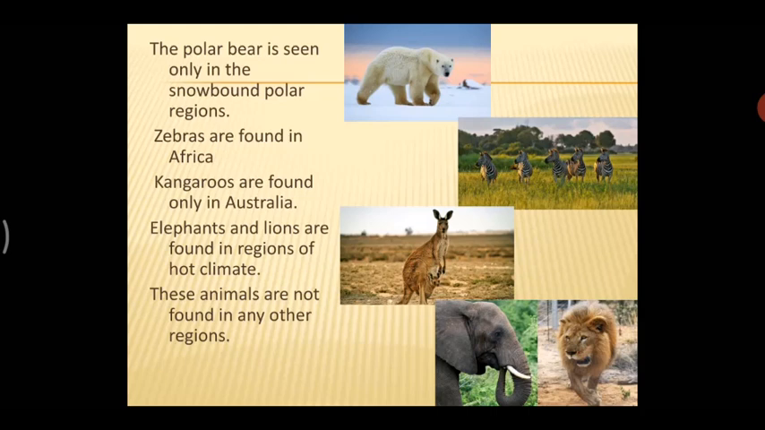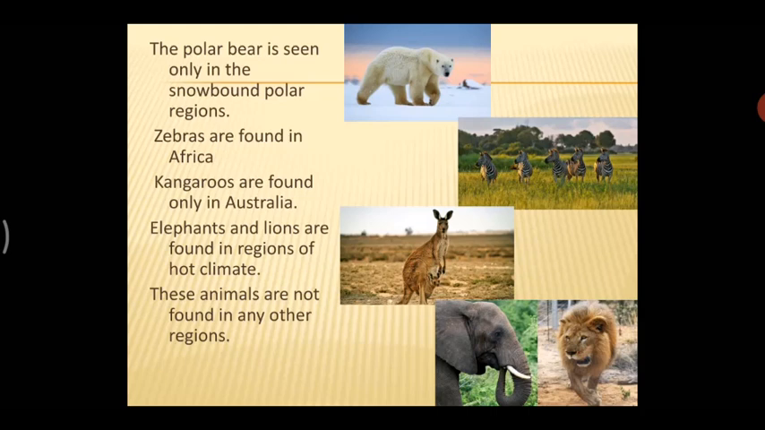Now, where are different animals found in different regions? We'll learn about that. The polar bear is seen only in the snow-bound polar regions. Zebras are found in Africa. Kangaroos are found only in Australia. Elephants and lions are found in regions of hot climate. These animals are not found in any other region. These animals belong to their particular region.